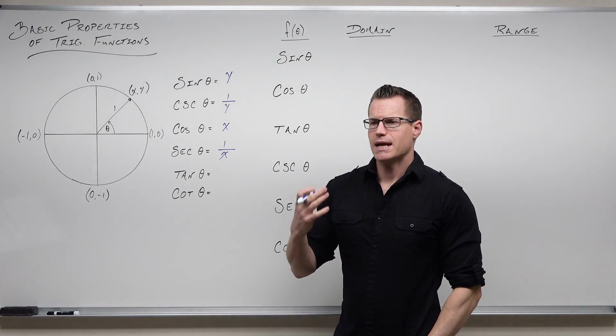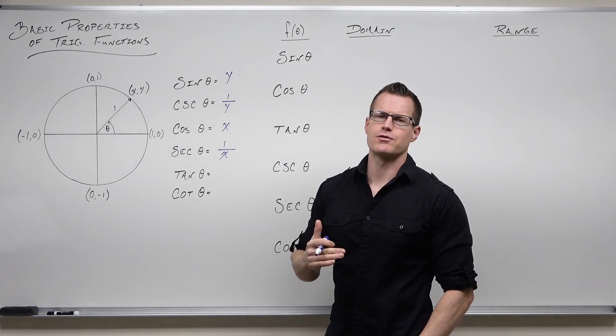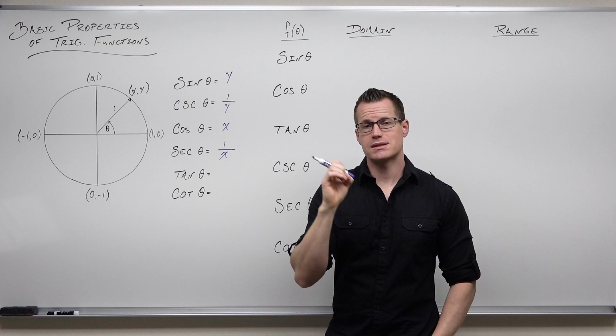Now for tangent. Tangent is this idea on a right triangle of the opposite side over the adjacent side of a right triangle. But for us, that would be y over x. We can also get sine over cosine.